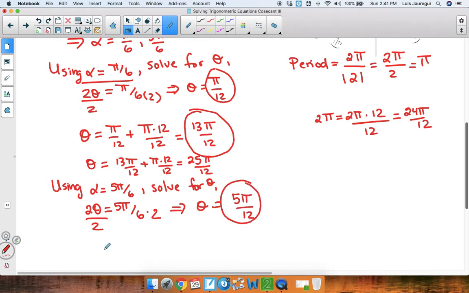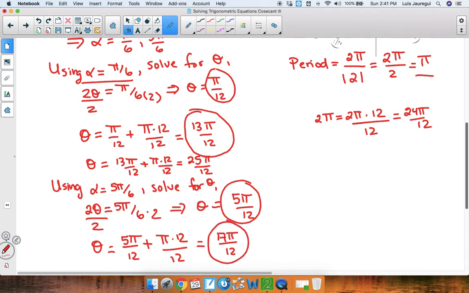Now, to get the next angle, what we can do is add the period, but we already found that the period of the original function was pi, so we take the 5 pi over 12 and we add pi. Now, this pi, we multiply by 12 over 12 so we can get the same denominator, and that now becomes 17 pi over 12.